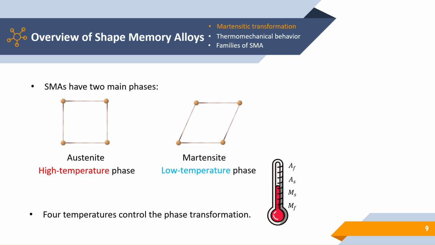The martensitic transformation is controlled by four temperatures: austenite finish, austenite start, martensite start, and martensite finish. At temperatures above austenite finish, the alloy is 100% austenite, while at temperatures below martensite finish, the alloy is 100% martensite.